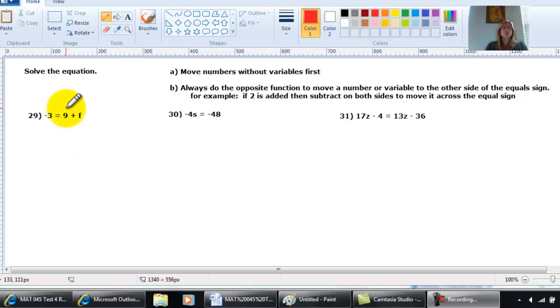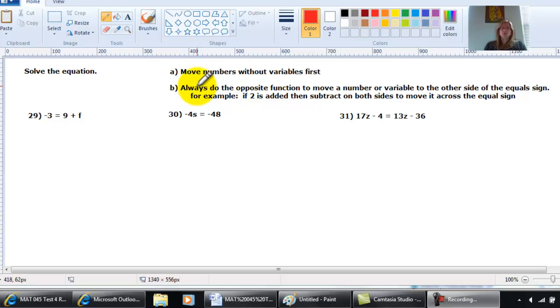Alright, these are solving equations that have a variable. So, in this situation, what you want to do is get the letter alone on one side of the equals and get the numbers on the other side. So I've written up here strategies to use when you're starting any one of these problems. First, you want to try to move numbers without variables, meaning the numbers that are alone, they don't have letters attached. Try to move those first.